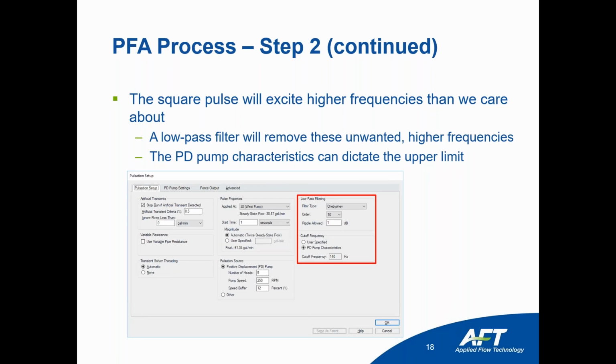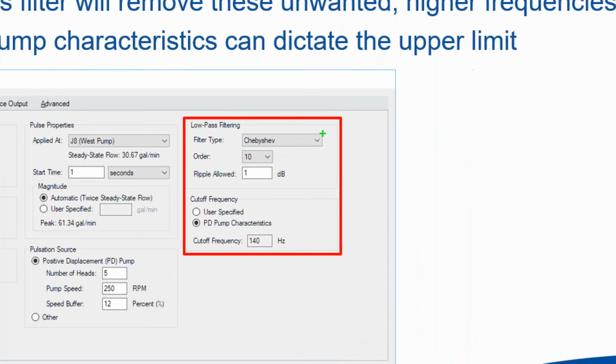Then in the same menu, the pulsation source is defined here. So here we're going to specify the pulsation source. It is a PD pump. Then the pump characteristics are entered, in the pulsation setup tab, and the PD pump setting tab.